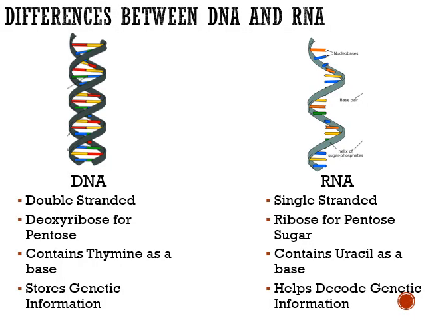So, to sum up, differences between DNA and RNA. DNA is double-stranded, RNA is single-stranded. DNA has deoxyribose, RNA has ribose. DNA contains thymine, RNA contains uracil. DNA stores genetic information, RNA decodes genetic information.